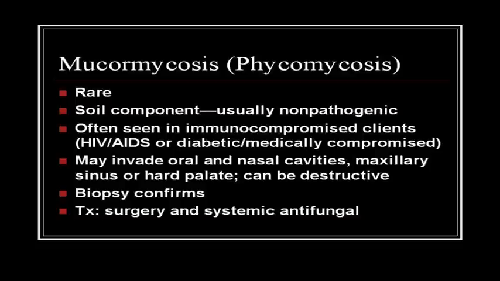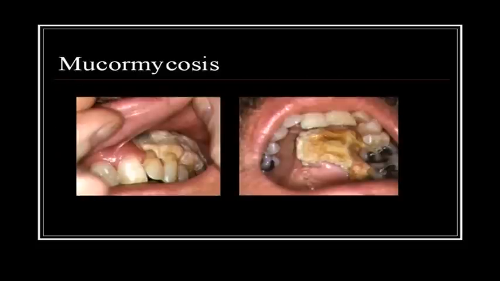Mucormycosis, also known as phycomycosis, is a rare and serious fungal condition. Mucormycosis is found as a normal component of soil and is usually non-pathogenic, but becomes so in those that are immunocompromised, particularly HIV clients. Diabetics or medically compromised clients may also suffer from this condition. This fungus may invade oral and nasal cavities, the maxillary sinus, or the hard palate, and become extremely destructive. Biopsy would confirm this condition. The treatment may be surgery to excise the infected areas and a systemic antifungal.